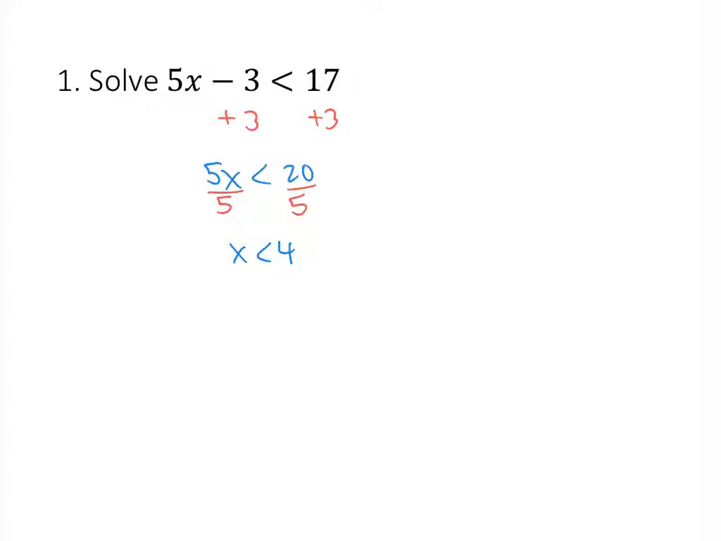Now for all of these problems, we were asked to put the solution into interval notation. So when we have x is less than 4, we write that in interval notation as the interval from negative infinity to 4. And remember, whenever we have an infinity or a negative infinity, we always use round parentheses. In this case, since it's a strict less than, rather than a less than or equal to, we use round parentheses around the 4 as well.